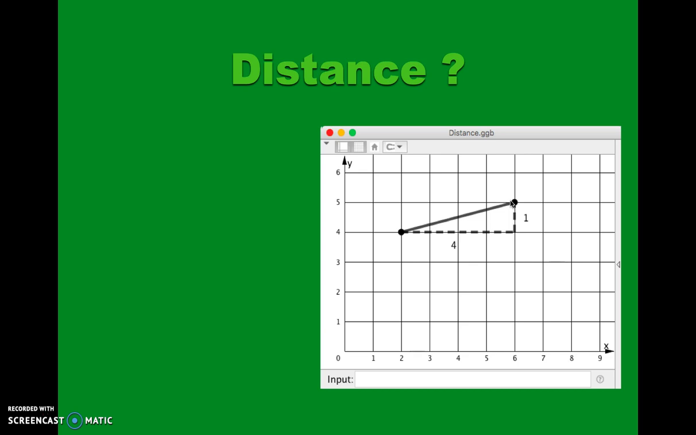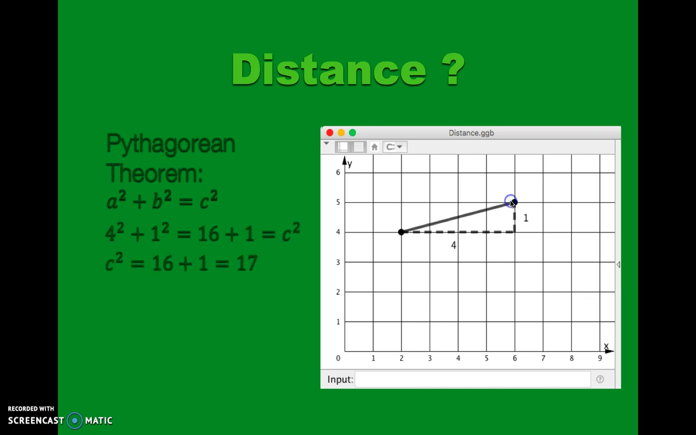So given this information, we're going to substitute into the Pythagorean theorem, a squared plus b squared equals c squared, where a is 4 and b is 1, which we then have 4 squared plus 1 squared equals 16 plus 1. 16 plus 1 is 17, c squared is 17. We square root both sides, which we then have c equals the square root of 17.